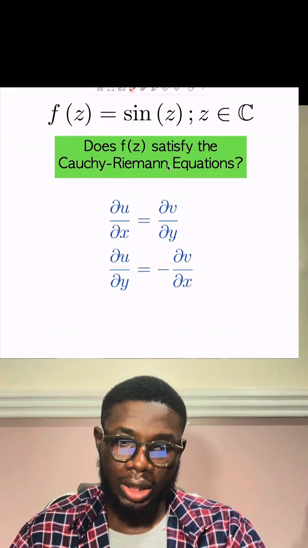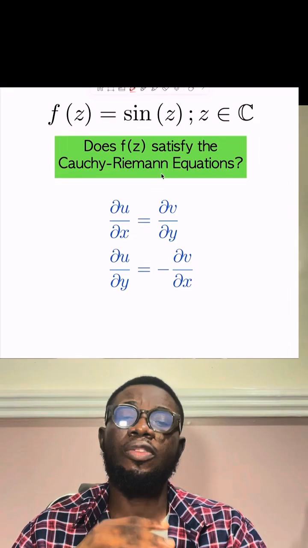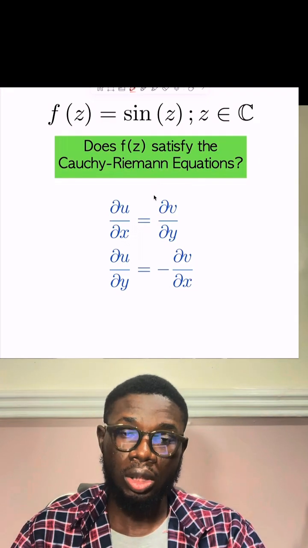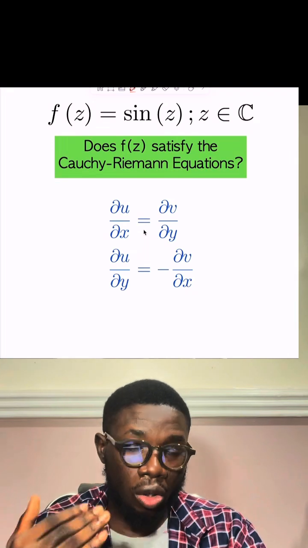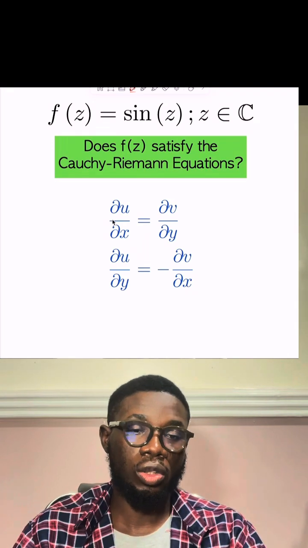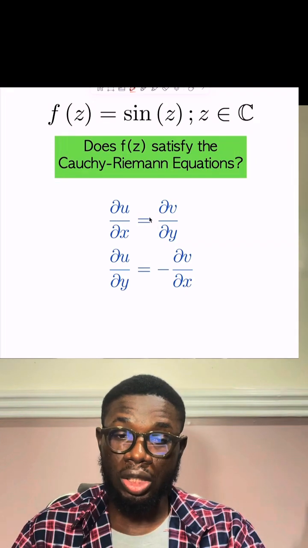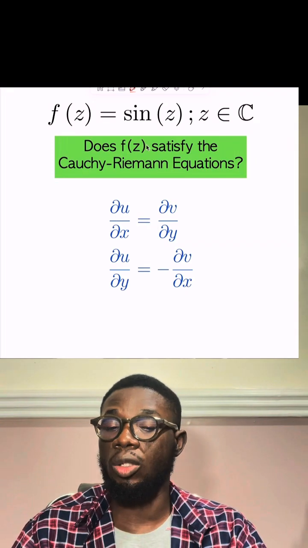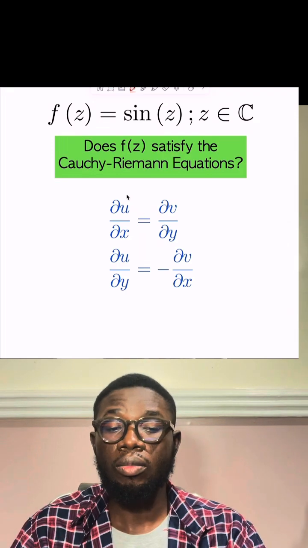What you need to do is show that it is differentiable at that point and in the neighborhood around it. But if you want to use the Cauchy-Riemann equations, you have to show that the partial derivatives are actually continuous. That is when it becomes sufficient. So the necessary condition is that the analytic function must satisfy the Cauchy-Riemann equations. Let me show you how.